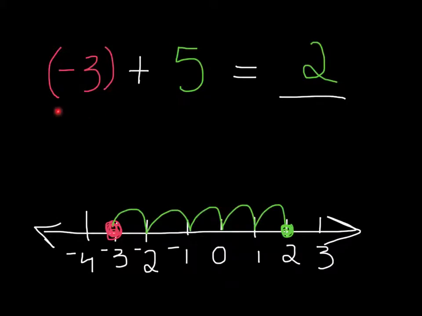To complete the operation -3 plus +5 using the number line, I begin by graphing the number -3. Then, because I am adding a positive number, I'm going to move in the right direction on my number line. So I will move 5 units to the right. When I do that, I move 1, 2, 3, 4, 5 units and I land on the number 2. This tells me that -3 plus +5 equals +2.